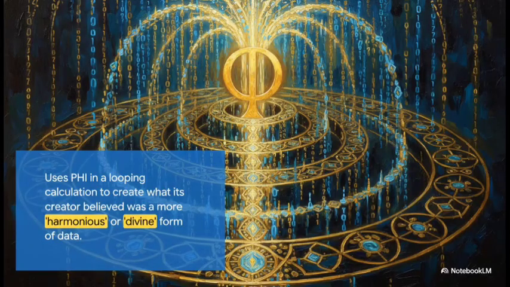Okay, so here's our first real example. The code has a function, and I'm not kidding, it's literally called generate_sacred_bytes. It uses phi in a calculation over and over to create what its creator believed was a more harmonious, or maybe even a divine kind of information.